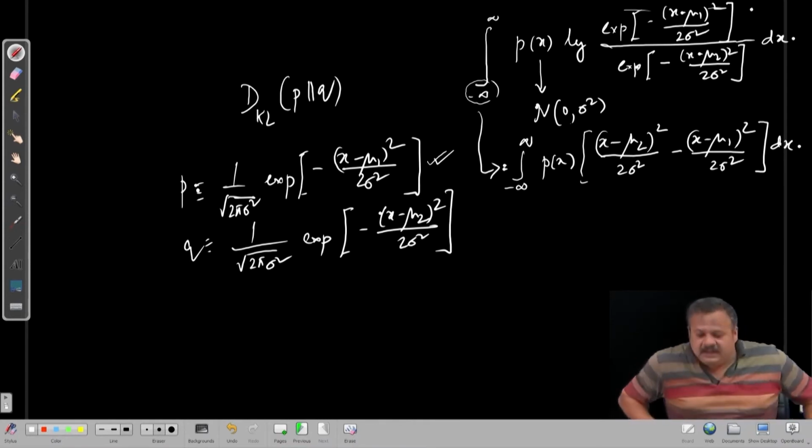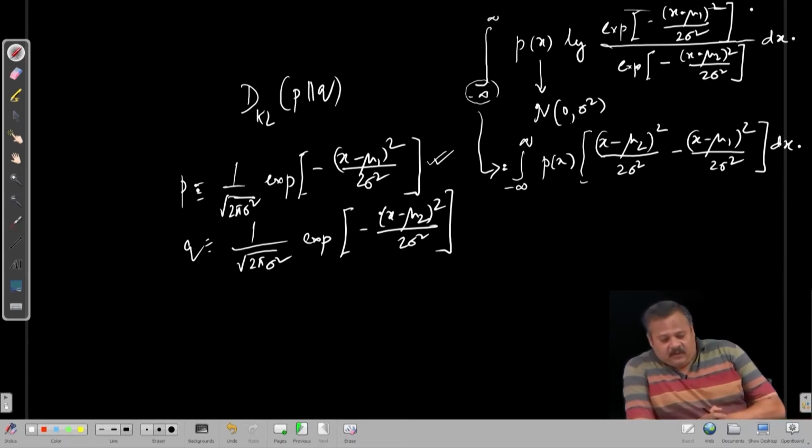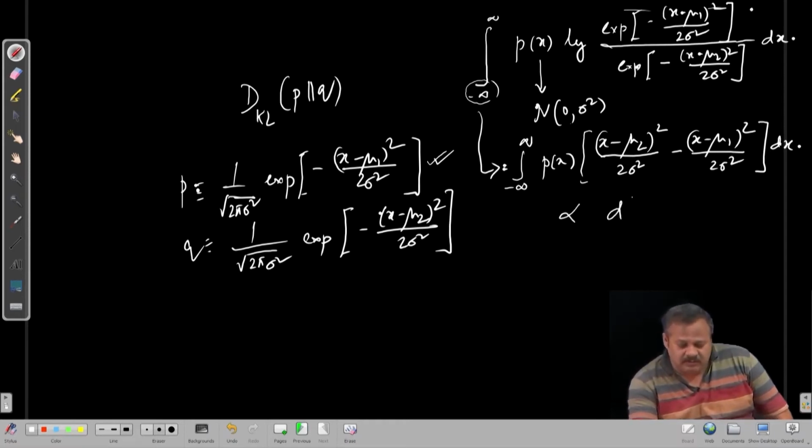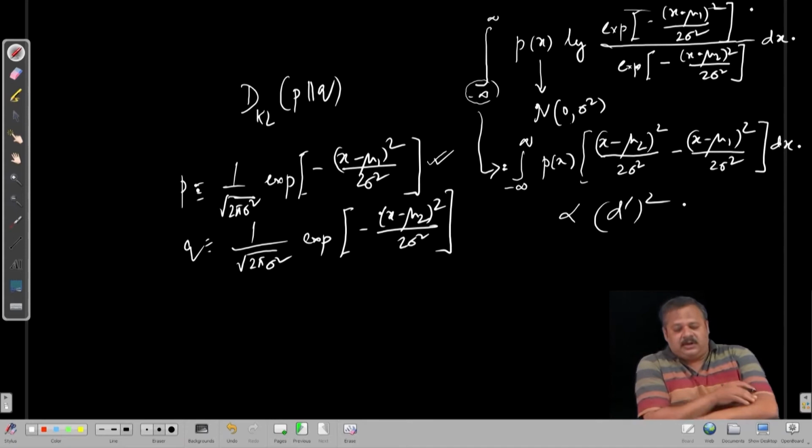So what you can easily see now is that what we have is pretty straightforward, and if we plug in the P(x) as our Gaussian, we are simply left with (mu 2 minus mu 1) squared by 2 sigma squared, and so it is simply proportional to d prime squared. So this is going to be proportional to the d prime squared.